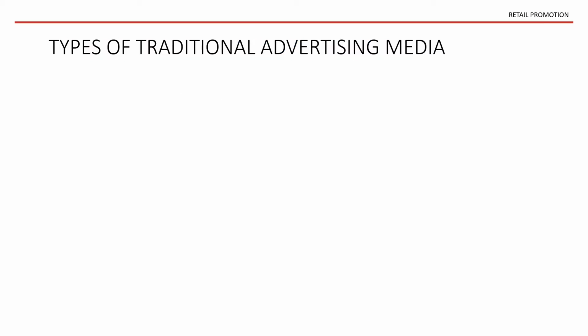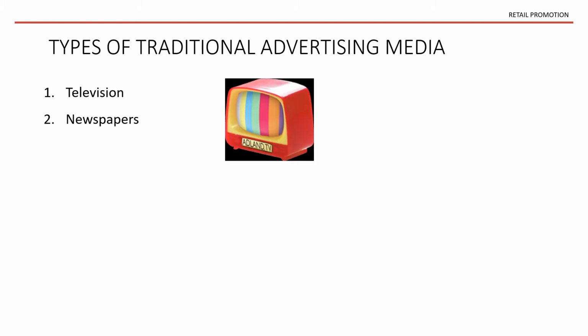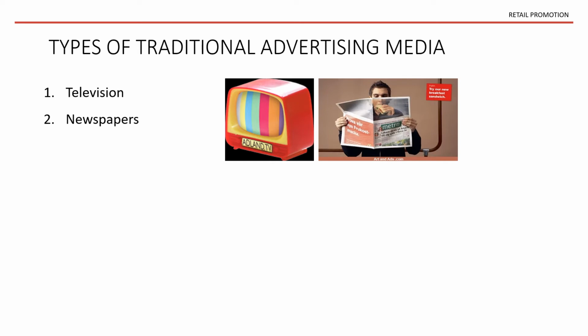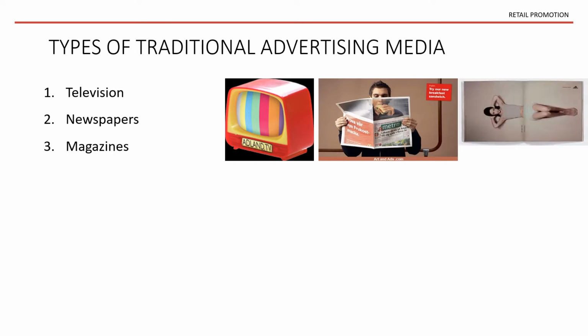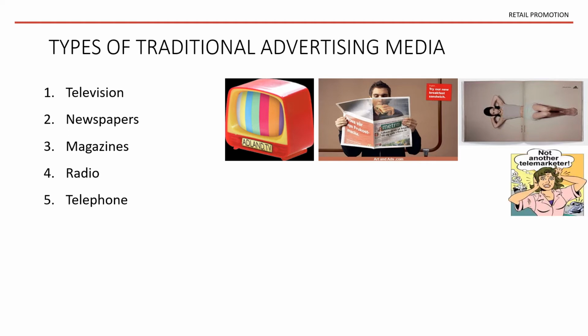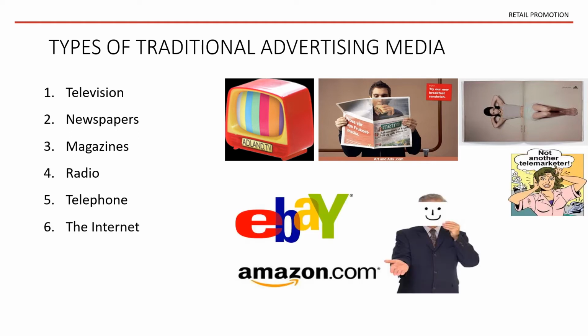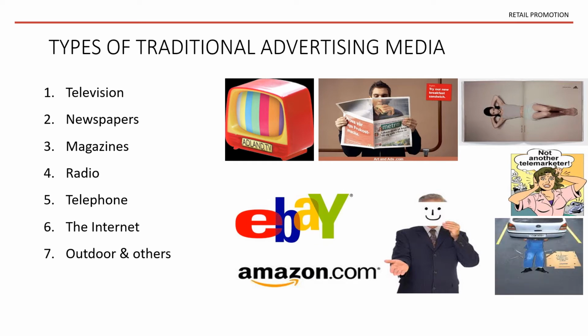Now let's see what are different types of traditional advertising media. Television, newspapers, magazines, radio, telephone, internet, and different outdoor activities.